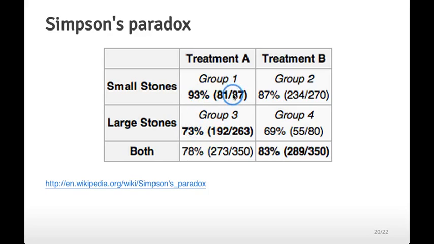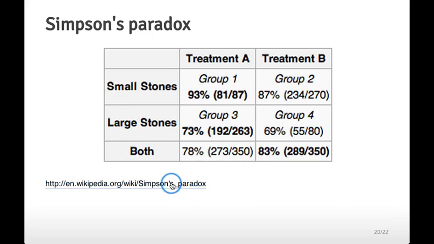But once you add up the numerators and the denominators of these terms to get the total, you see that treatment B is a little bit better overall for the total group. And so it can be a little bit confusing. If you don't have this second variable, small stones and large stones, you would think that treatment B is better, whereas for each of these different subgroups, it's actually treatment A that's better. So this seems very, very confusing, and it's hard for people to get their head around when they first take a look at this.